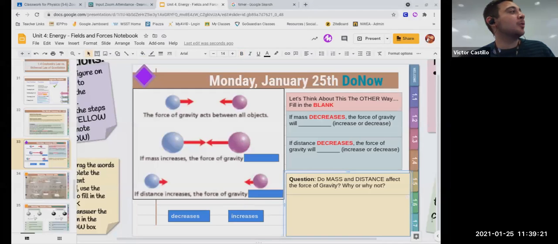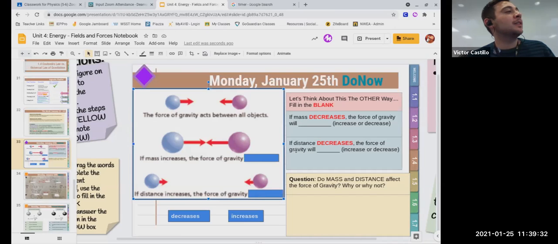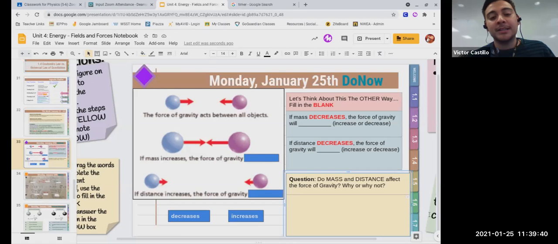Okay, so once again, we're on slide 32 now. I want you to use this image to drag the boxes to the correct blue box to finish the statement. Then I want you to fill in the blank, either as increase or decrease. And then finally, I want you to answer the question in the yellow box. Okay, I'm gonna give you guys 5 minutes.